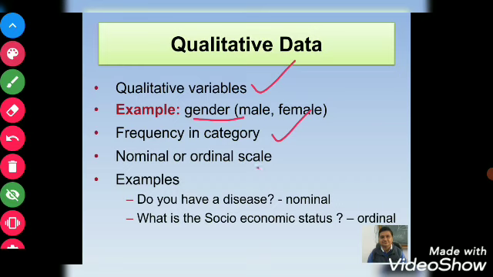Nominal or ordinal scale, this I will not discuss because I have already discussed it when I was telling about the different types of data. Just remember that for the question, do you have a disease? The answer will be nominal, yes or no. And what is the socio-economic status? The answer to this question will be ordinal data. The status may be very poor, poor, rich, very rich. So this ordered data is called ordinal data.